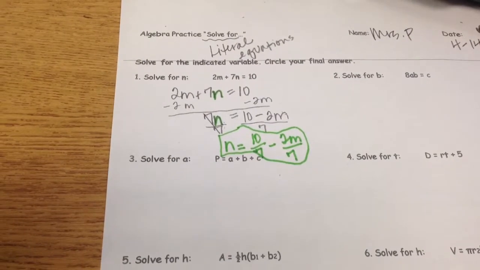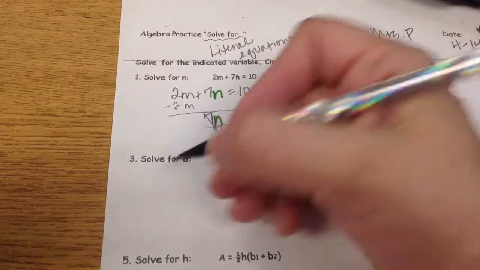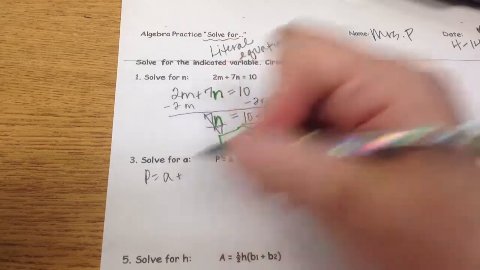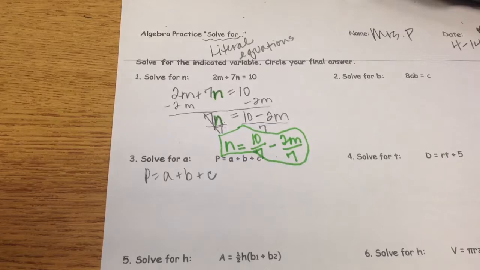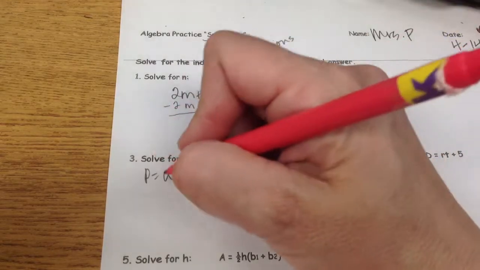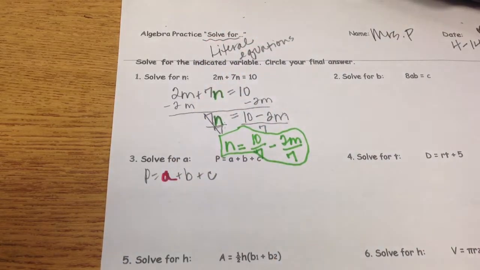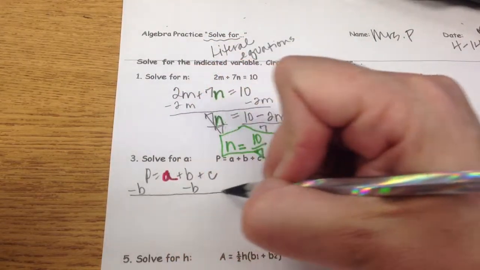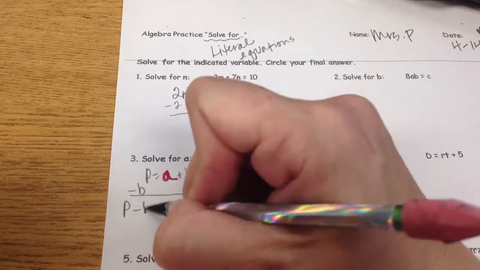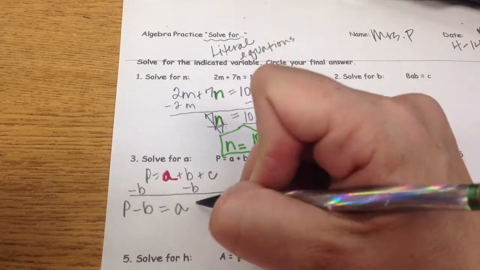In number 3, let me try that one out. In number 3, we are told to solve for a. So again, I'm going to rewrite my problem. P equals a plus b plus c. Oh, it looks like it's just going to be a bunch of subtracting that I need to do. So if I have to solve for a, that means that I'm going to want to go through the process of taking away the b and taking away the c. And if I take it away from one side, I have to take it away from the other. So over here I have p minus b equals a. I still have plus c.